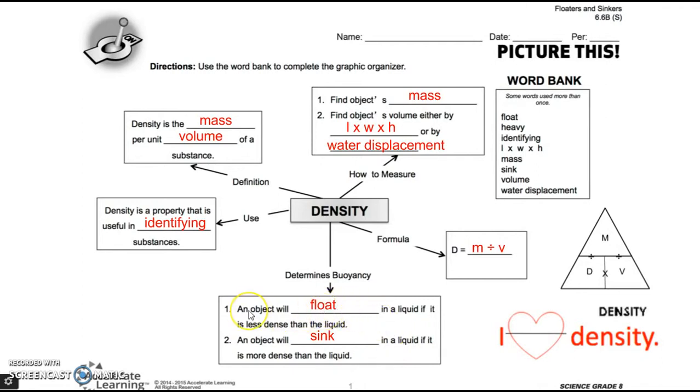For water, the density of water is 1. So it's real easy to calculate if something will sink or float in water. If its density is greater than 1, it'll sink. If it's less than 1, it will float. So let's look at the practice problems. Let's look at the first one on your page.